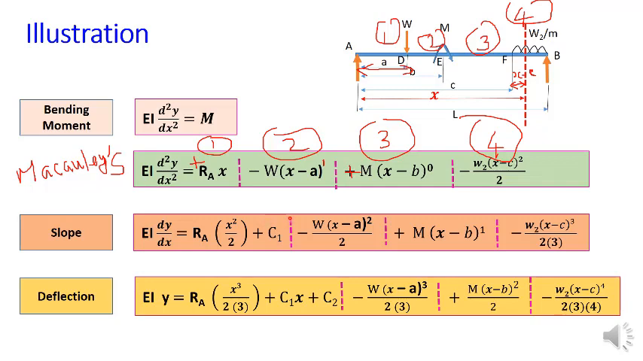So till the end you must follow the partition line. This is the partition line of different portions 1, 2, 3, 4. Till the end you should follow it. The integration constants C1 and C2 should be determined by applying the boundary conditions appropriately.